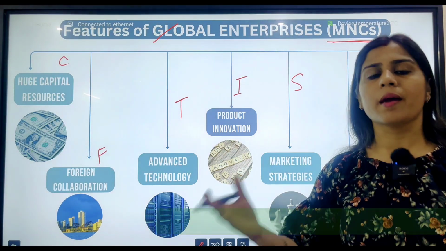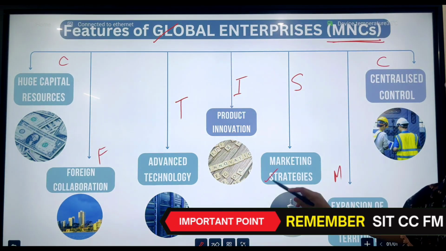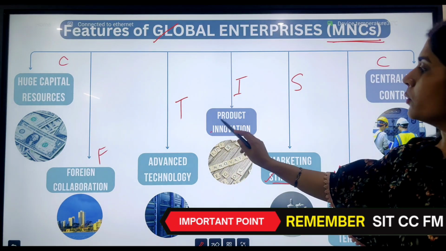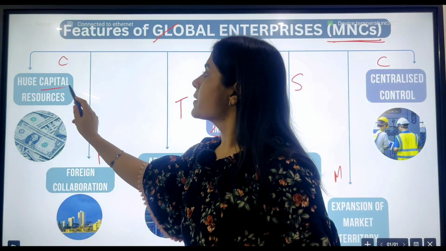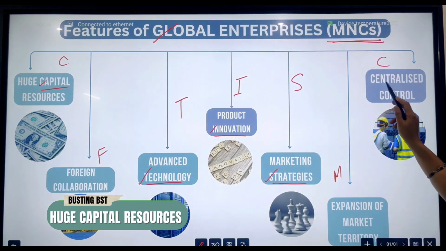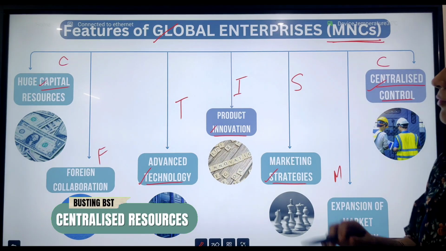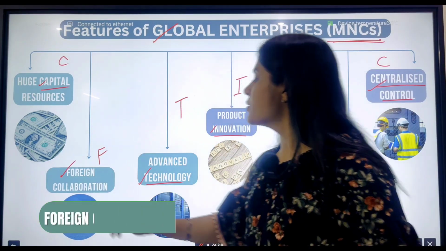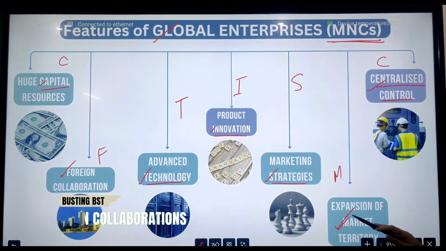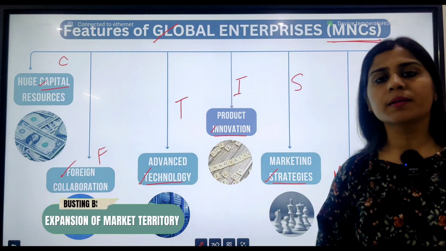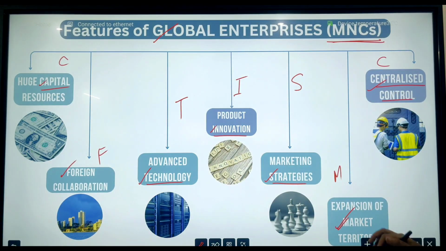SIT, CCFM. So here students, S represents strategies, I innovation, T technology, then C and C mean capital, resources and high level of control at the central level. And then from F they have foreign collaborations, and M represents market territory, the expansion of the market territory. So all these points you must remember as their features, students.